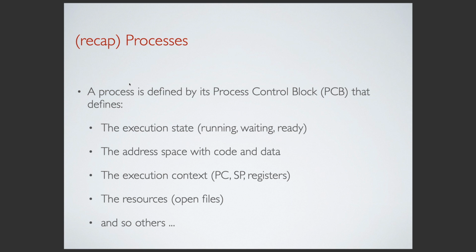So last time we saw the concept of process. Okay? And a process basically is defined by its process control block, which is a data structure recording all kinds of information about the process, whether the process is running or waiting or actually ready to be executing. The address space layout, we're going to see that a bit more when we talk about virtual memory, but also the execution context, program counter, stack pointer, all the registers and so on, and some resources, open files and so on and so forth, although this is also something we're going to see later in the semester.